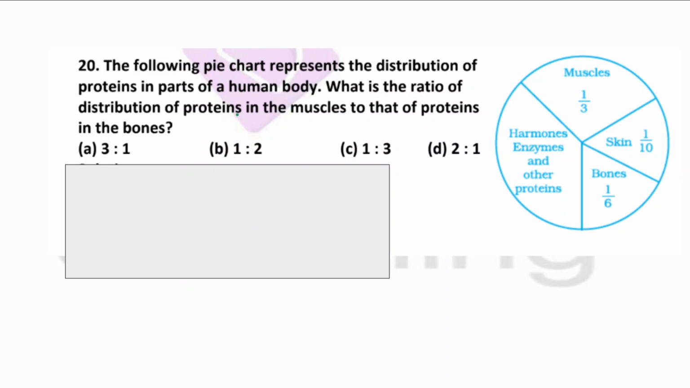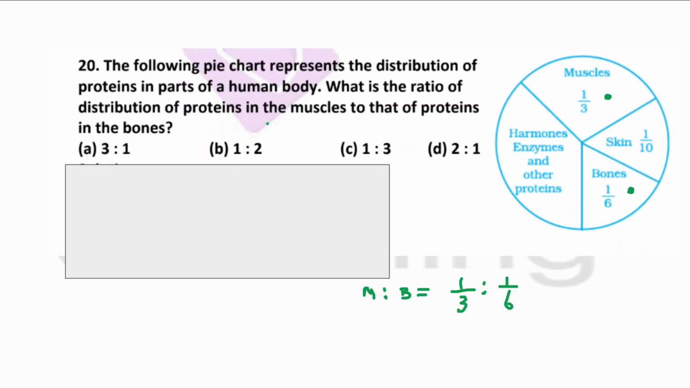What is the ratio of distribution of proteins in the muscles to that of proteins in the bones? Okay, proteins in the muscles. This one we need to find out, and to that of the proteins in the bones. Muscles and proteins to the bones. Okay, this is what we need to find out. So the ratio is given by 1 by 3 is to 1 by 6. That is M is to B. M is to B is 1 by 3.